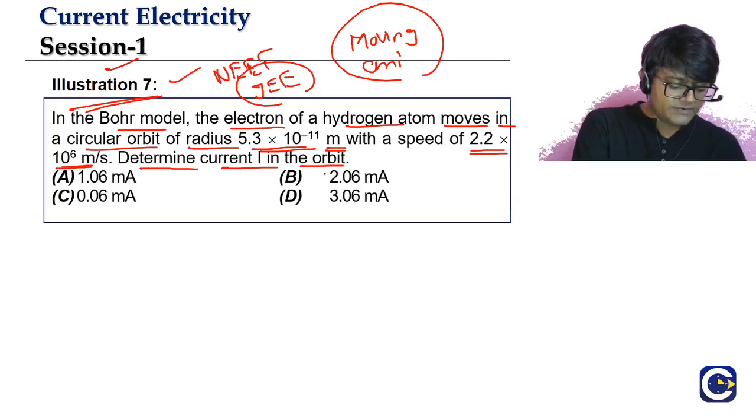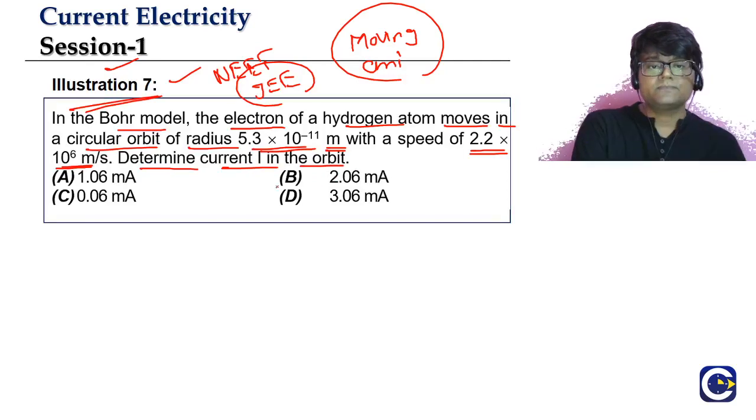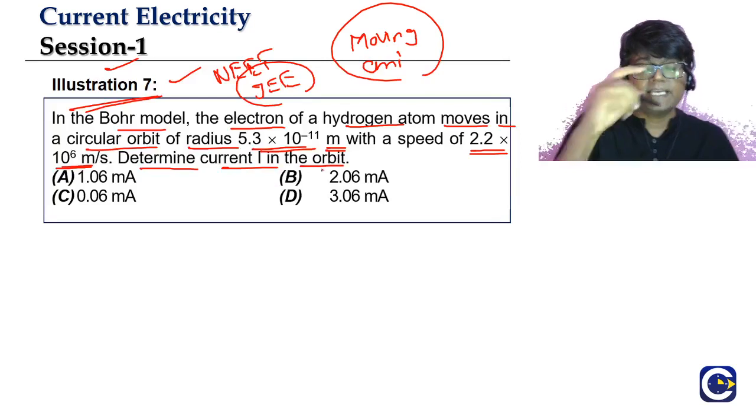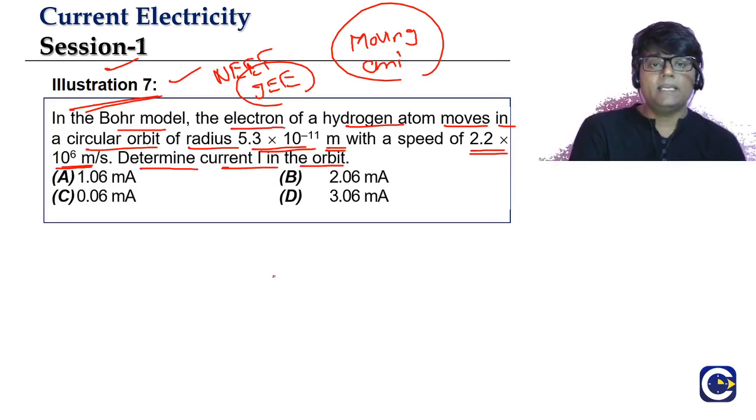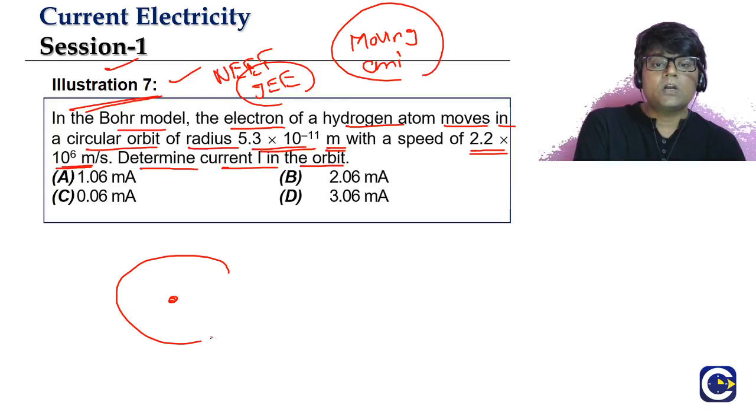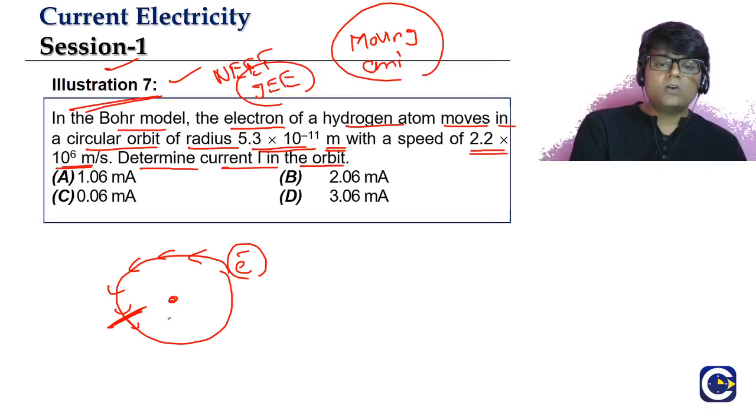What do we need to find, guys? We need to find what is the current I in the orbit. Check this question, guys. I'll tell you why this question is important: in the moving charges and magnetism chapter also, we are going to be discussing this electron orbit. What do we call this, guys? Electron orbit. If you mark any point in that orbit, the electron is going to be repeatedly crossing that point.